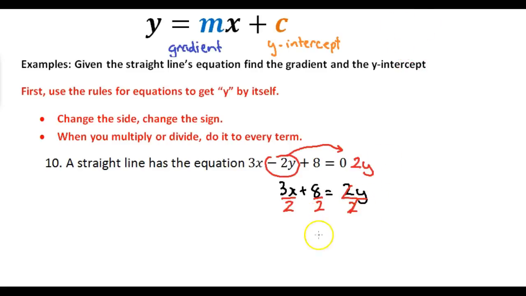Now you can flip it over to the other side. It doesn't matter if you've got it by itself. We usually put it on the left. 3x over 2, and 2 goes into 8 4 times. Comparing to the rule y equals mx plus c, we can see the gradient is going to be the number in front of the x, which is 3 on 2, and the y-intercept is the other number, which is 4.